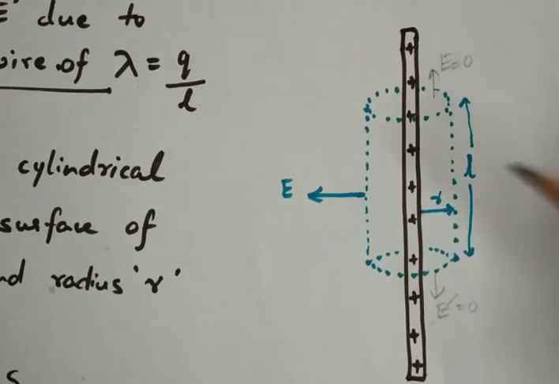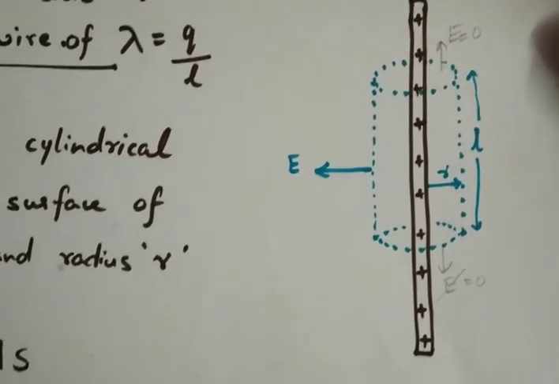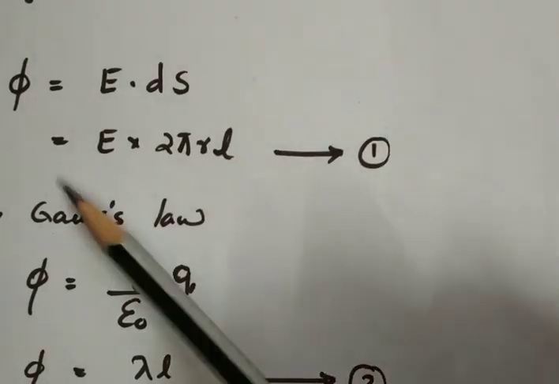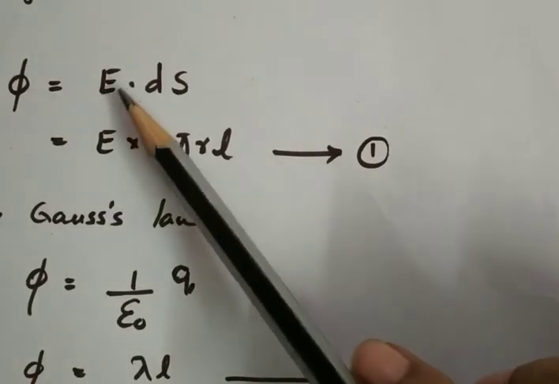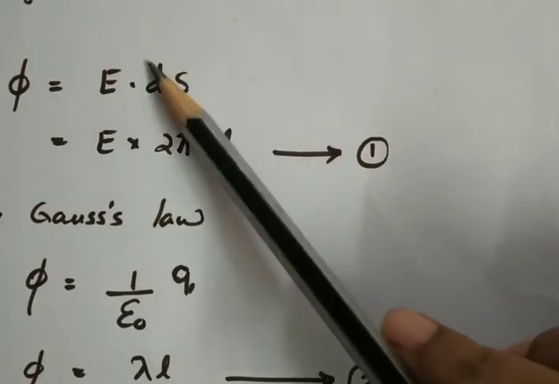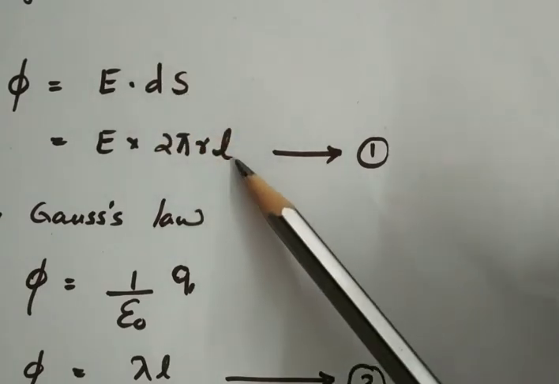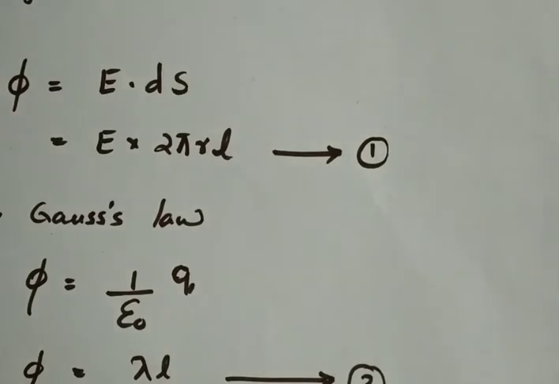So let us try to find out the electric field due to this charged wire, infinitely long charged wire. So we have considered this imaginary Gaussian surface. Let us apply the formulas. First one, flux phi is equal to E dot ds. What is ds? The surface area of the closed surface. The surface area of the cylinder.